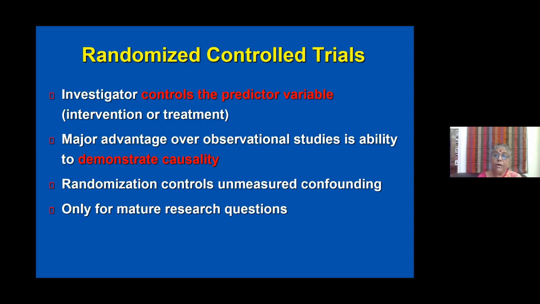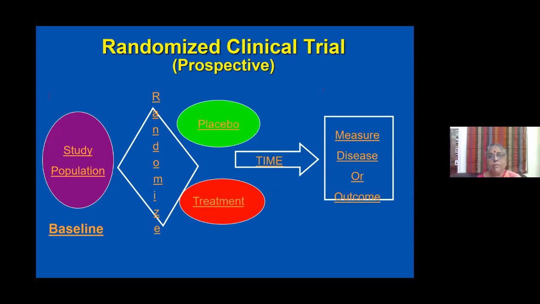Some confounding variables, at the start of the study, you should sit down and document all, and you should know what all are confounding. But there are some confounders which you cannot measure. So by randomization, as the name randomized controlled trial suggests, you are actually controlling for this confounding. And this study design is only good for mature research questions. You have a study population at the baseline, and then you randomize them into two groups. In one group, you give the placebo. In the other group, you give the intervention. You follow them over a period of time, and then you measure for the disease or outcome.